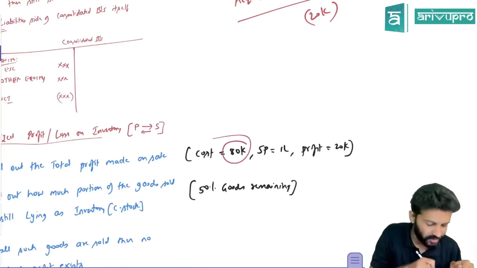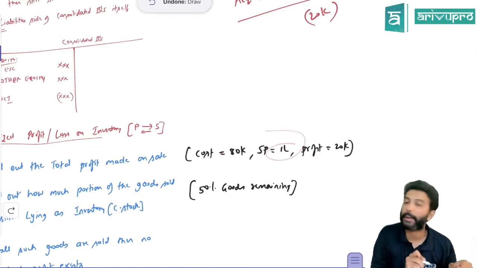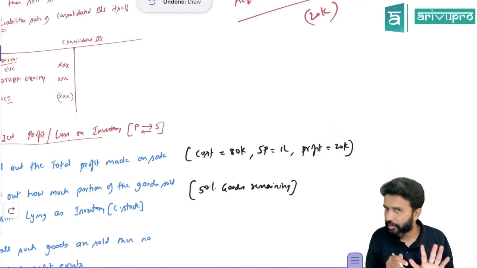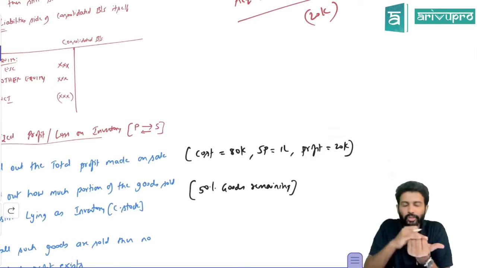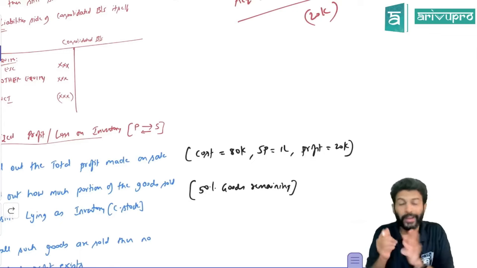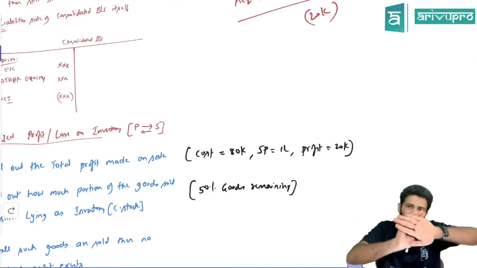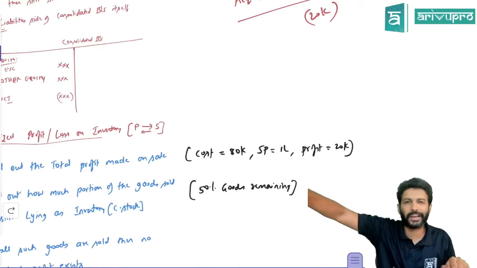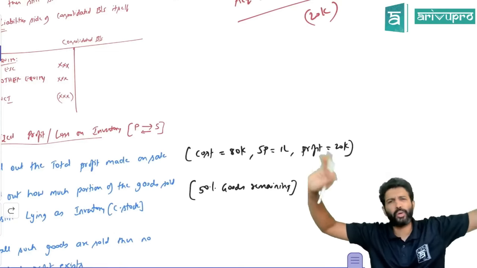So parent purchased this for 80,000, but they have sold it for 1 lakh. So through this transaction, parent has made a profit of 20,000. Do you agree with me? Yes, because 80,000 worth of goods has been sold for 1 lakh, so profit made by the parent is 20,000 rupees. Now, as long as parent is a separate legal entity and subsidiary is a separate legal entity, in their books they can do the respective accounting.